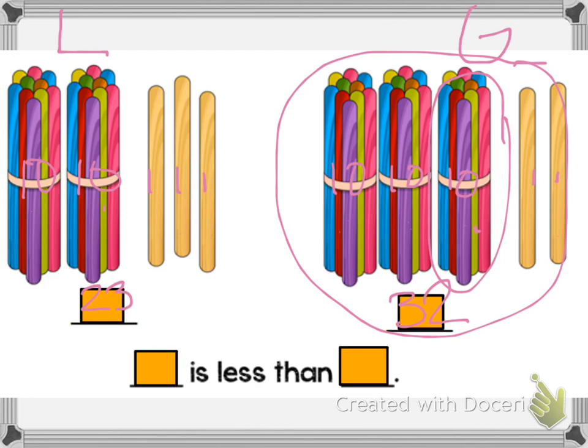That means the one that's less than goes first. The one that's smaller goes first. Okay, so 23 is less than 32, because we know that 23 is smaller than 32.